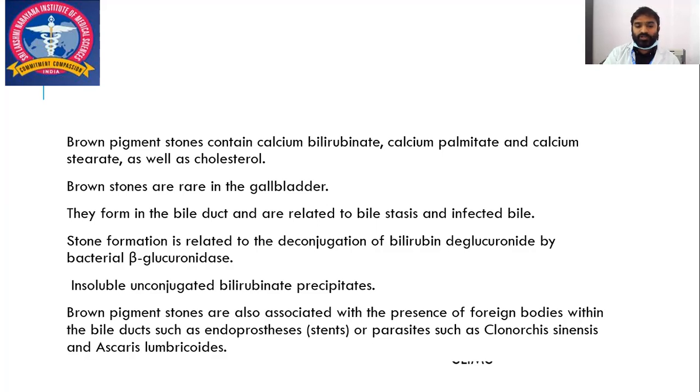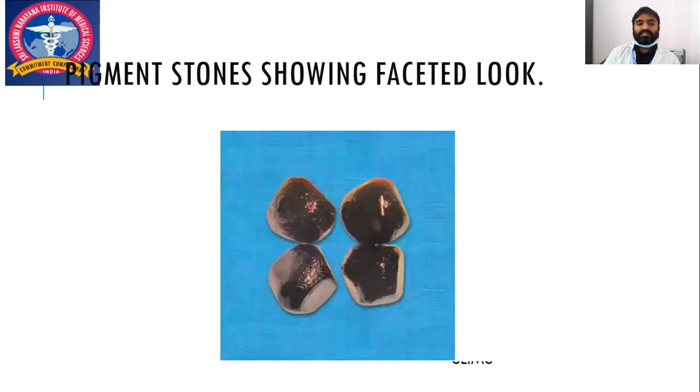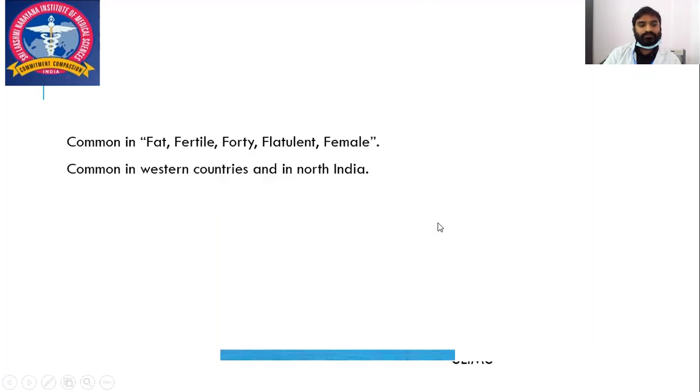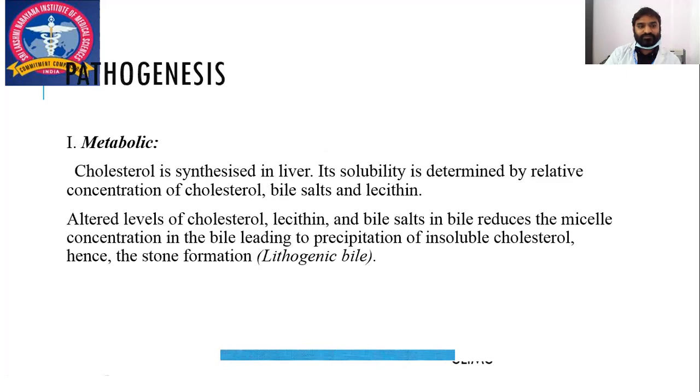Brown pigmented stones are also associated with the presence of a foreign body within the bile duct, such as endoprosthesis stents, or parasites such as clonorchis and ascariasis. These are the pigmented stones showing the facets. These gallstones are common in fat, fertile, forty, and flatulent females, common in Western countries and North India.